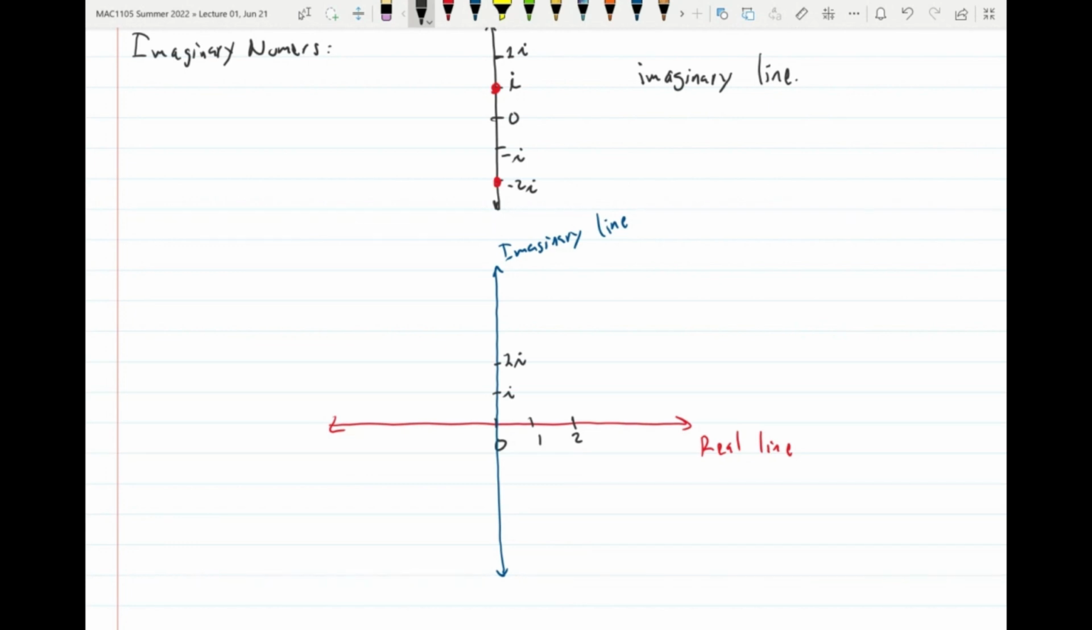But all of a sudden, we went from a one-dimensional world. So here's the real line. This is a one-dimensional thing. So everything is filled. There is no space for anything else.